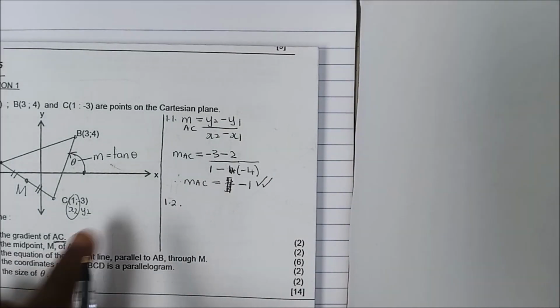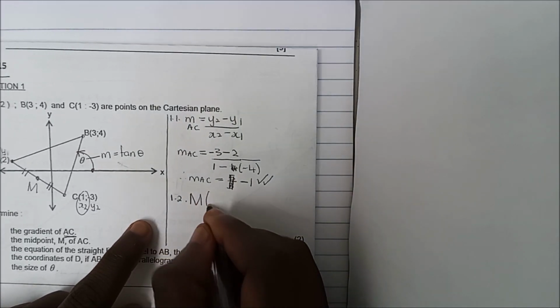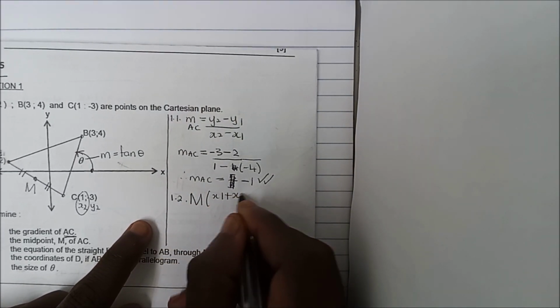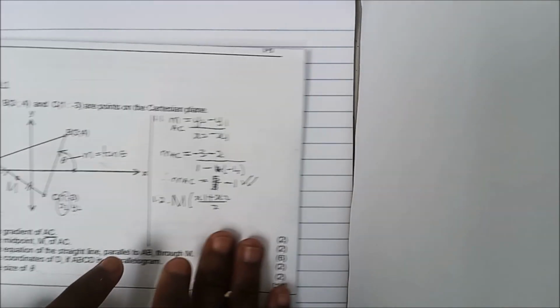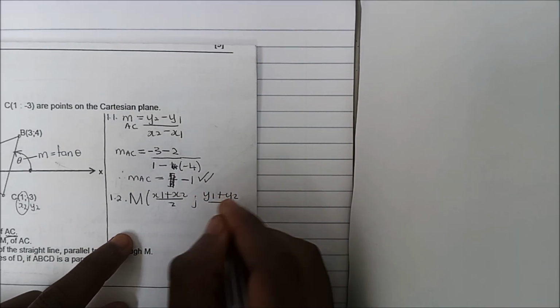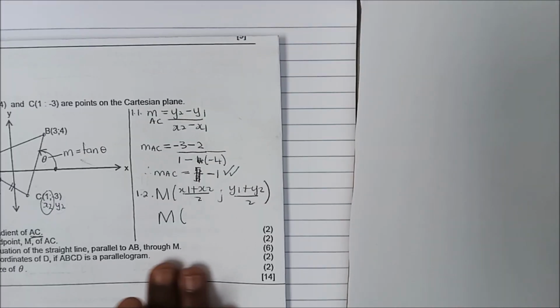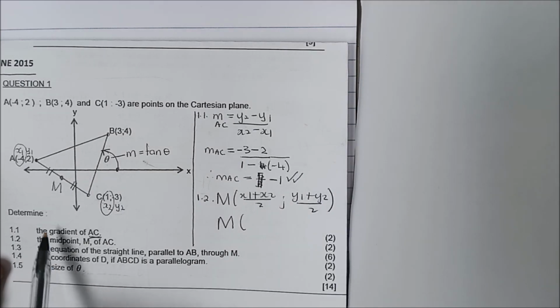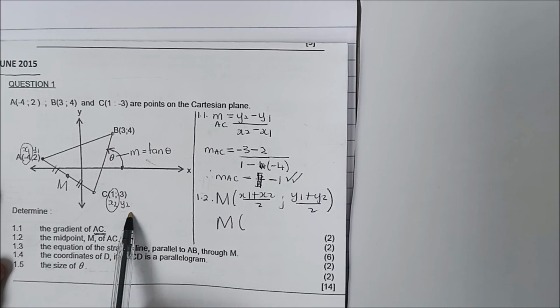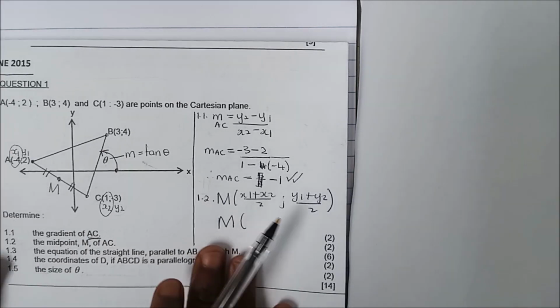So in this case, we don't have the midpoint, so we can use this one: M equals x1 plus x2 divided by 2, and then y1 plus y2 divided by 2. Now look at the nice thing here. We have named our coordinates A and C. When we are finding the gradient, we named the coordinates, so we can just put them in.